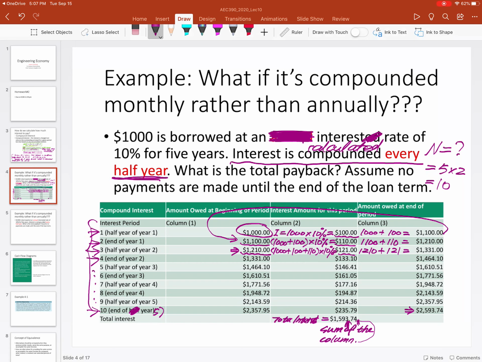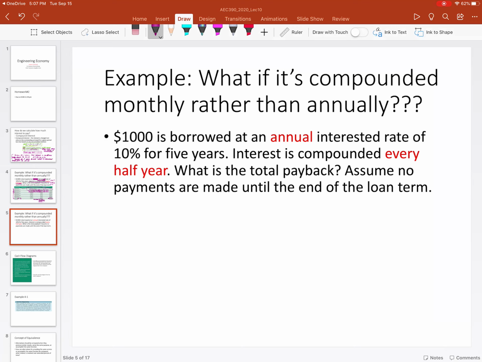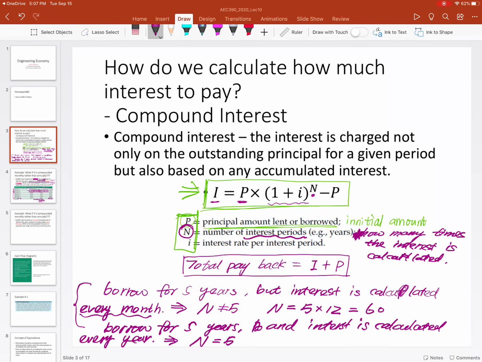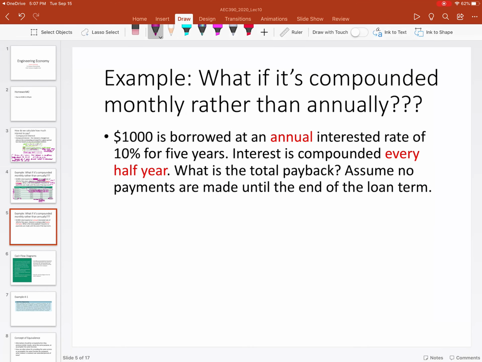All right, so if we calculate it manually, it will give us this total interest and this total amount you owe to the bank at the end of the 10th period, which is also the end of the 5th year. But don't worry, you don't have to do the manual calculation like this. We said we have that equation to use, right? So same example, but now let's use the equation to solve this problem. The equation is on this slide. We just copy this.